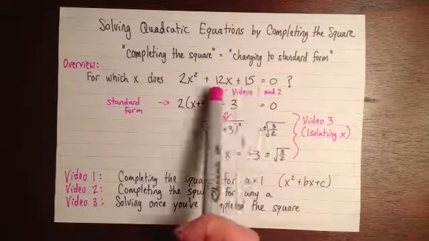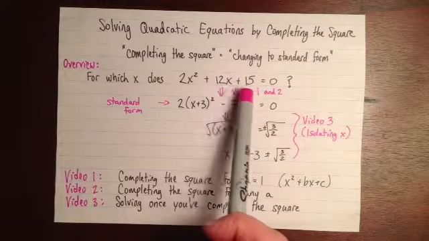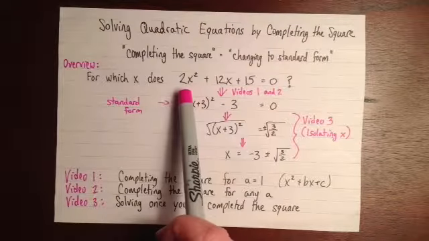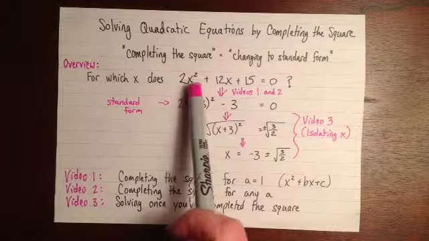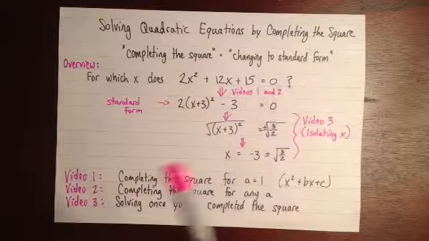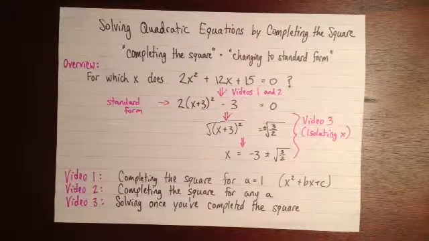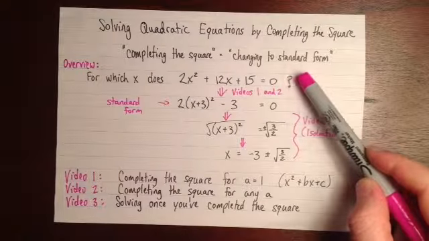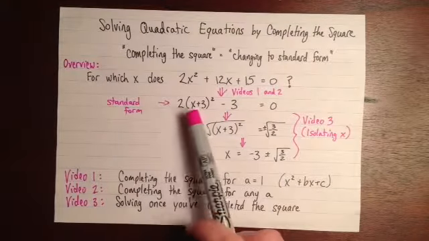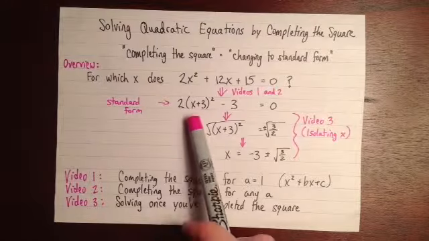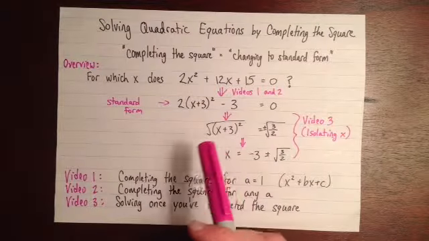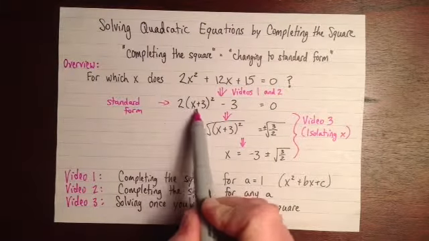So we might have a quadratic equation like this that we need to solve. Solving an equation means finding the values of the variables that make it true. So maybe we need to figure out what values of x make 2x squared plus 12x plus 15 equal 0. Videos 1 and 2 are going to show you how to change that to standard form, which is going to look like this. And by completing the square, here's the square: it's (x plus 3) squared.